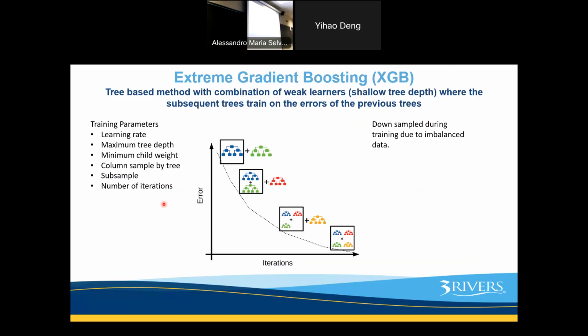The training parameters are the learning rate, which is how much each new tree is going to contribute to the prediction, the maximum tree depth, the minimum child weight, the proportion of columns or features you're going to use in the analysis, the proportion of the data set, and then the number of iterations. And again, because it's highly imbalanced, we did downsampling.